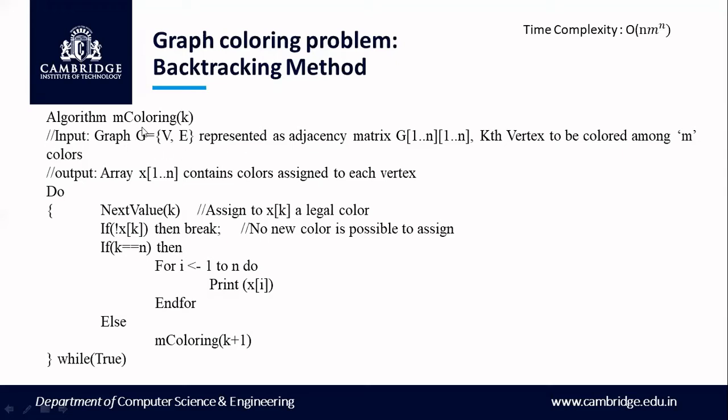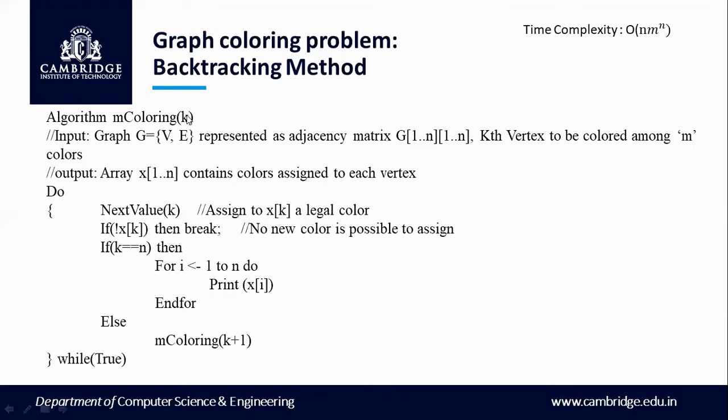So here the algorithm uses the graph in the form of an adjacency matrix. As we all know, an adjacency matrix depicts adjacency between two vertices. If the two vertices are adjacent, meaning connected, they are marked with 1, otherwise they are marked with 0. So that is Boolean value 1 or Boolean value 0. 1 indicates connectivity and 0 indicates no connectivity. And there is the kth vertex in this m-coloring.